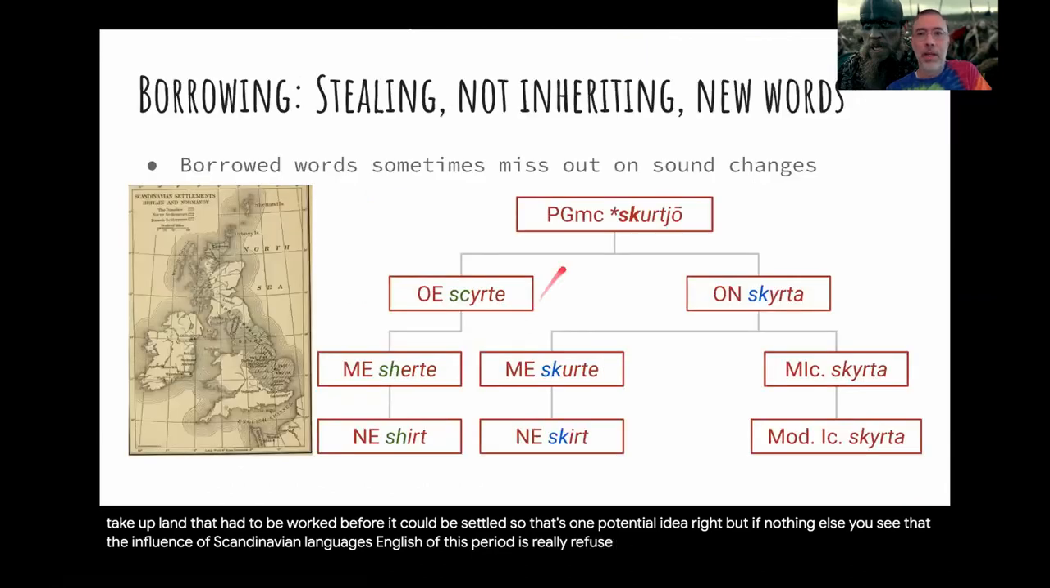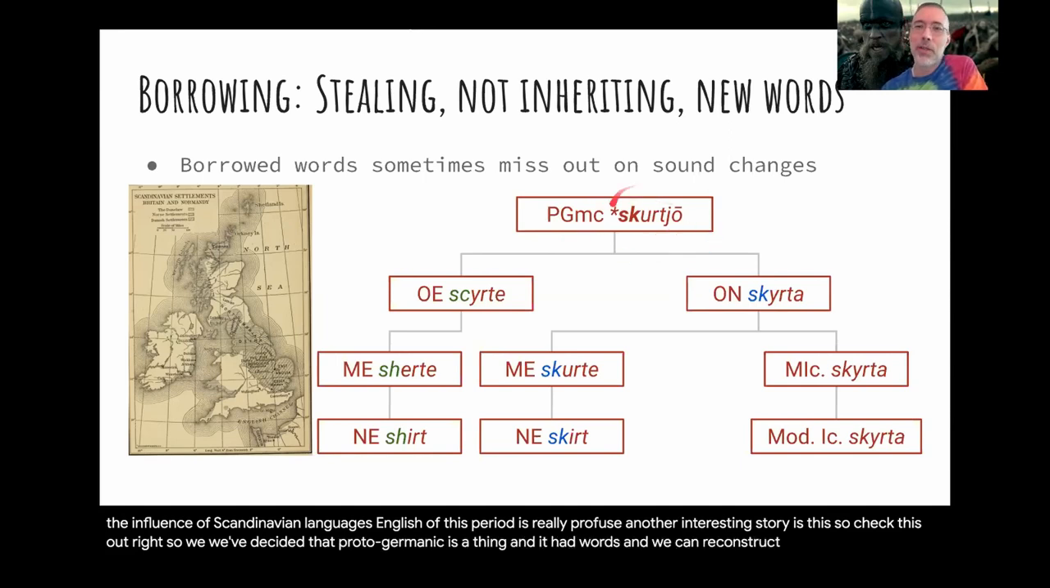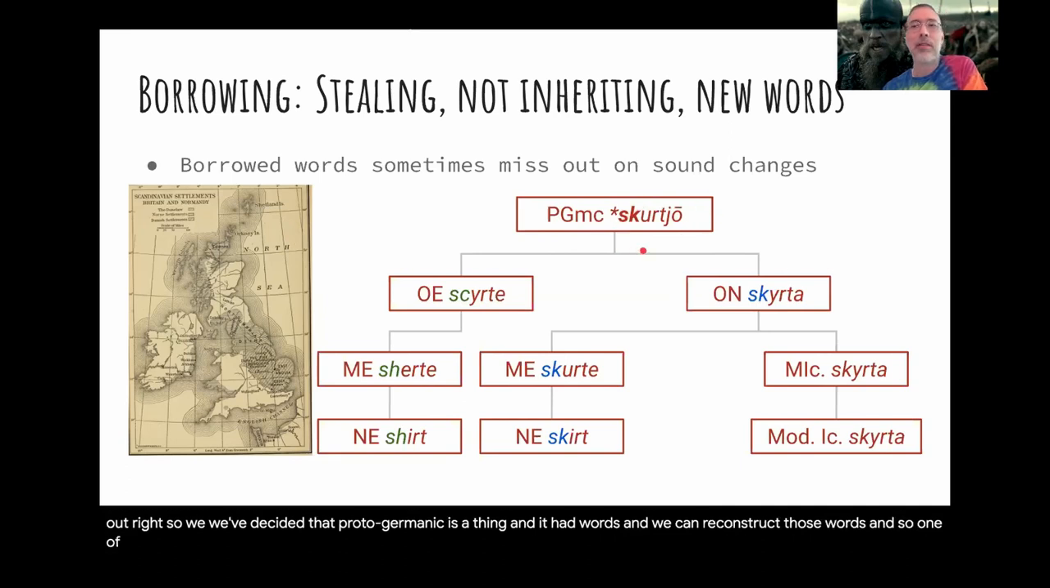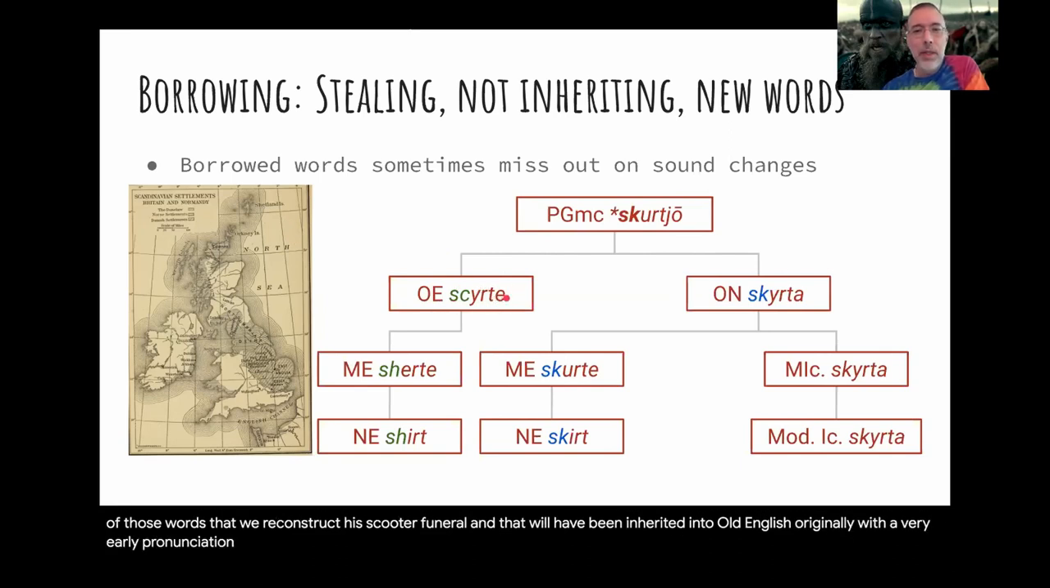Right? Another interesting story is this one. So check this out, right? We've decided that Proto-Germanic is a thing, and it had words, and we can reconstruct those words. And so one of those words that we reconstruct is skurtina, right? And that will have been inherited into Old English, originally with a very early pronunciation as skurte, right?